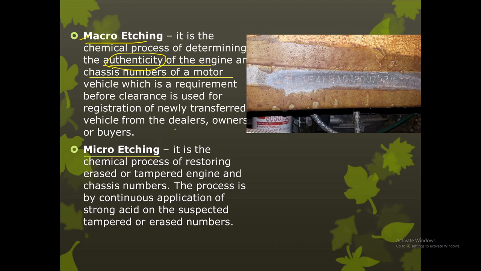Next, we have micro-etching. Chemical process of restoring erased, tampered engine and chassis number. Kung dito sa macro-etching, nalaman na natin na hindi siya authentic or na-tampered siya, ang gagawin natin is ito. Second na process na gagawin natin is the micro-etching. Para ma-restore natin, makita natin kung ano talaga yung totoo niyang chassis or engine numbers. The process is by continuous application of strong acid on the suspected tampered or erased numbers. So that is micro-etching.